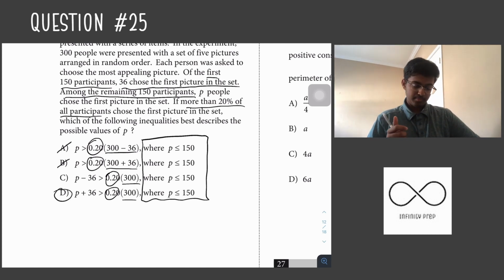Because 36 people already chose the first picture in the set, and then another P amount of people chose the first picture in the set. Together, they add up to be 20% of all people who chose the first picture in the set, which is why D is the correct answer.